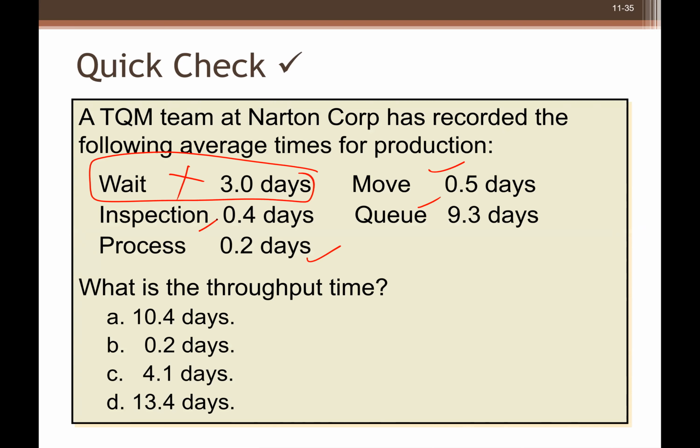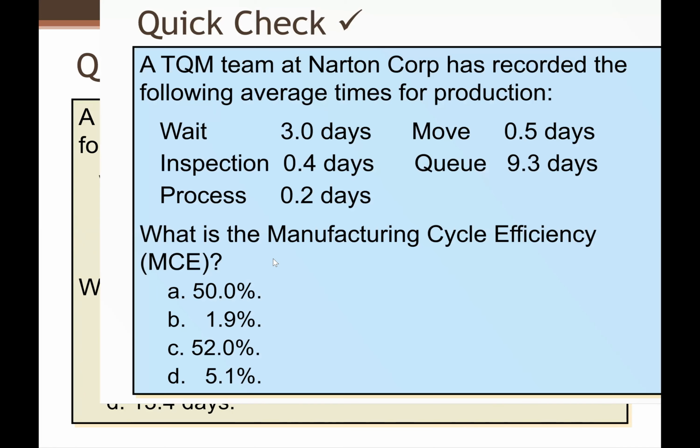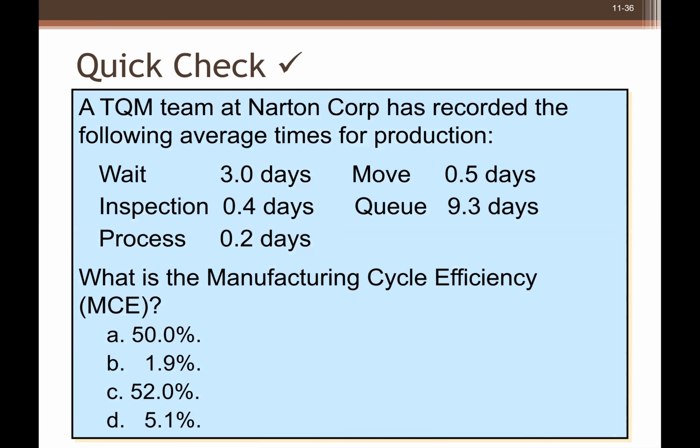So that is 10.4, right? A is the answer. Move time plus inspection time plus queue time plus process time. What is the manufacturing cycle efficiency?